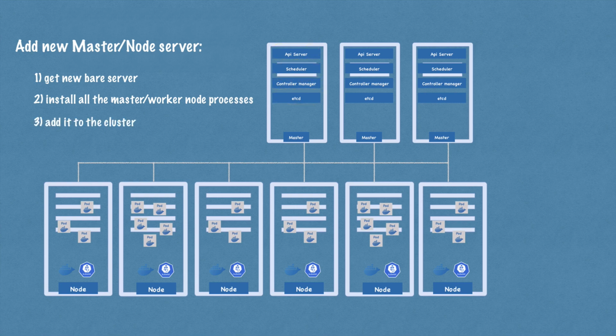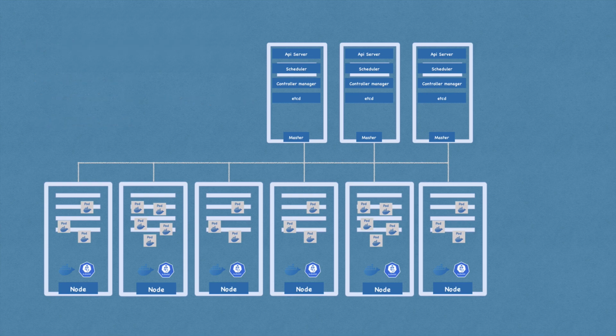Same way, if you need 2 worker nodes, you get bare servers, you install all the worker node processes like container runtime, Kubelet, and Proxy on it, and add it to the Kubernetes cluster. That's it. And this way you can infinitely increase the power and resources of your Kubernetes cluster as your application complexity and its resource demand increases.